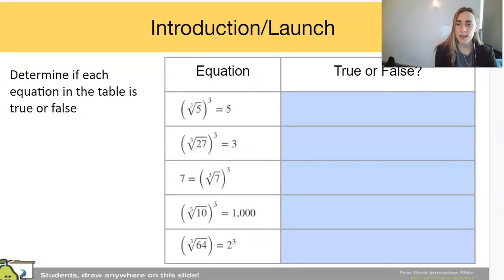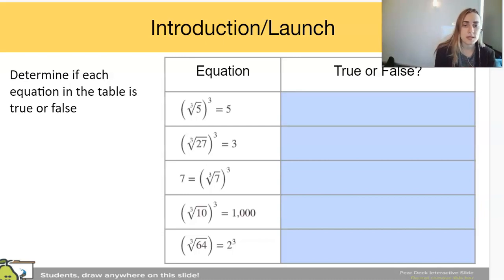On slide A, we are answering the question, true or false, for each equation. So we need to determine if each equation in the table is true or false. I'm going to read all of the equations out loud to you, and I just want to clarify something about the notation here. You'll see that all of these equations include parentheses.